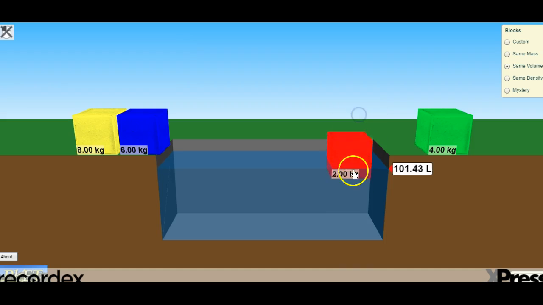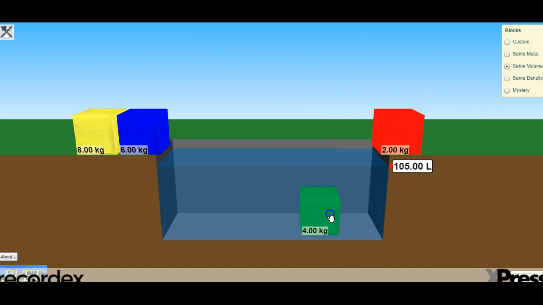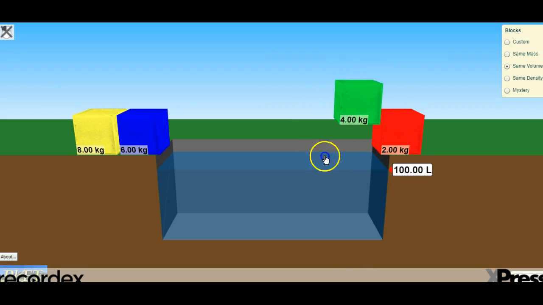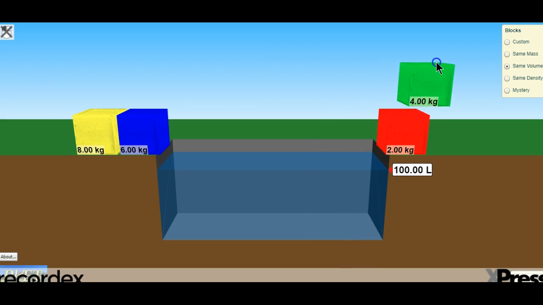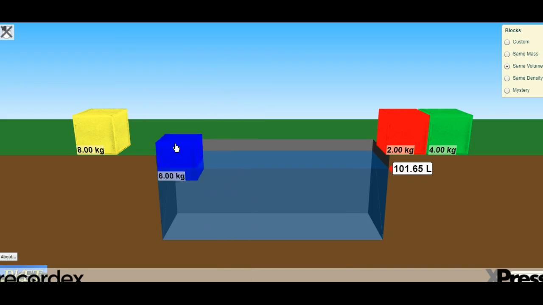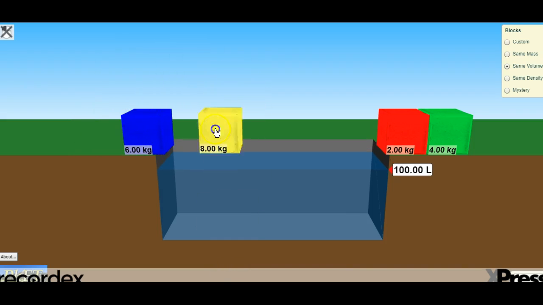Okay, so again, what do you notice about the mass versus the volume of the ones that end up floating? All right, now for density, you need the mass and you need the volume. Now these all have the same volume, so they're all going to be the same size, you'll see. So it goes from 100 to 105.